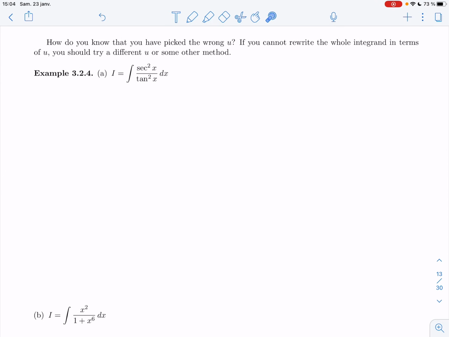I have the integral of secant squared over tan squared dx. I have secant inside a function and I have tan inside a function. So let's try both. I want to show you which one's the right one and how you could have been able to tell from the start. So u equals secant, then the derivative of secant is secant x tan x.